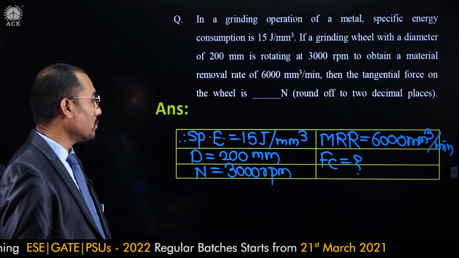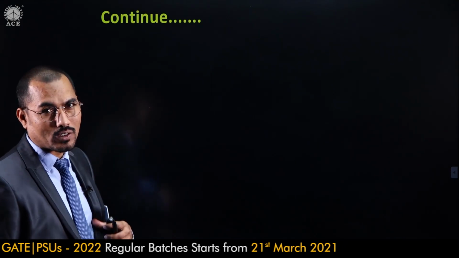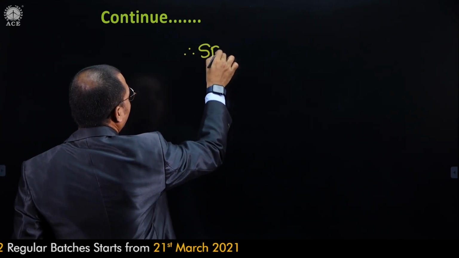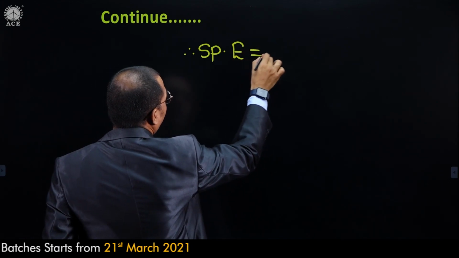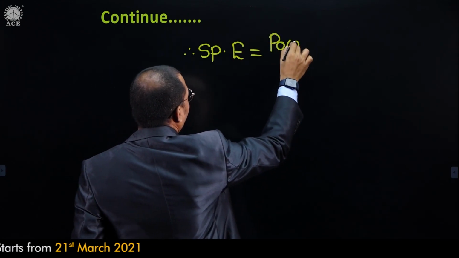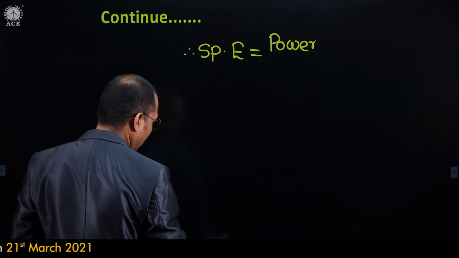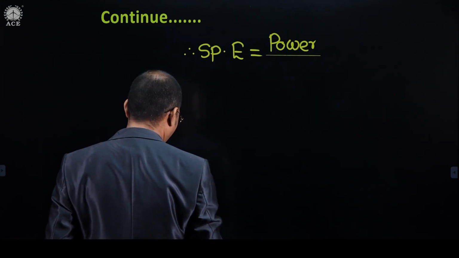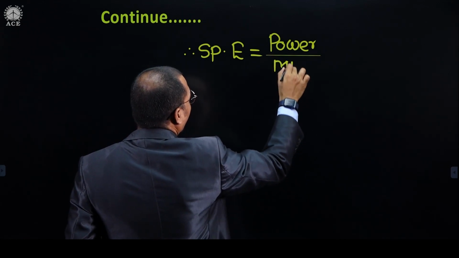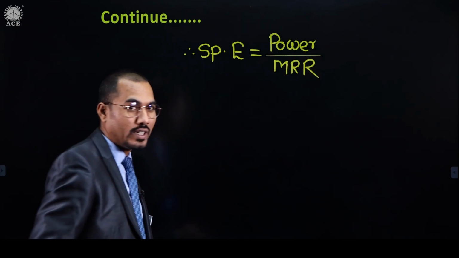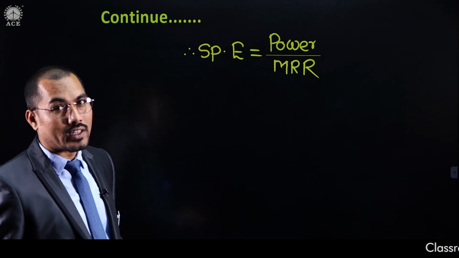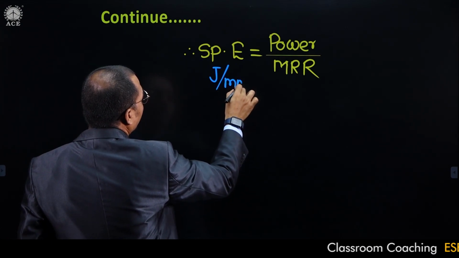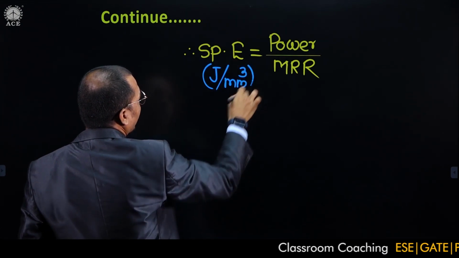Now, if I ask you the simple definition of specific energy, just understand the units. Specific energy is equal to power divided by MRR. Just pay attention to the unit. If I say specific energy, what is the unit? Joule per millimeter cube.